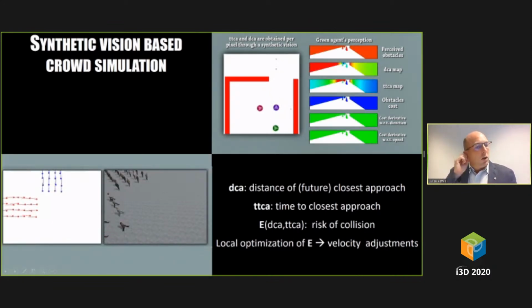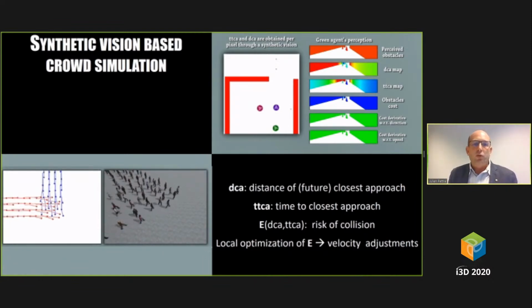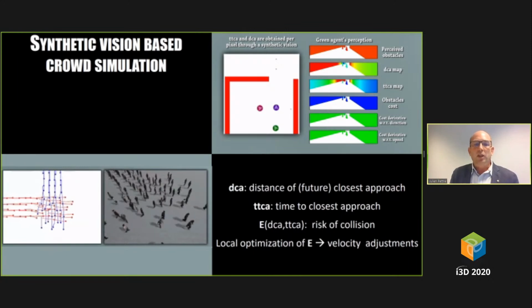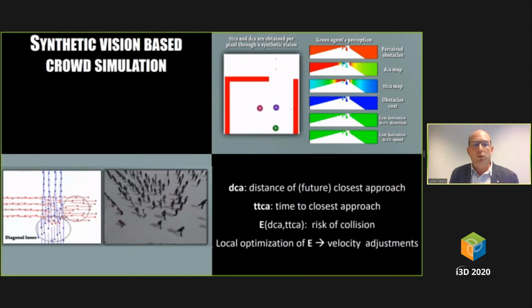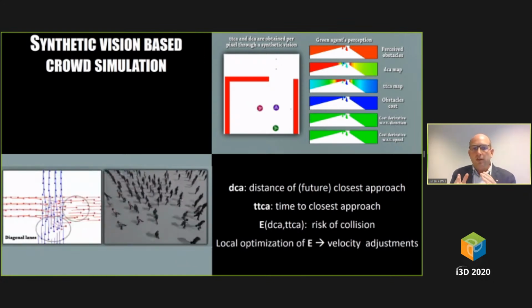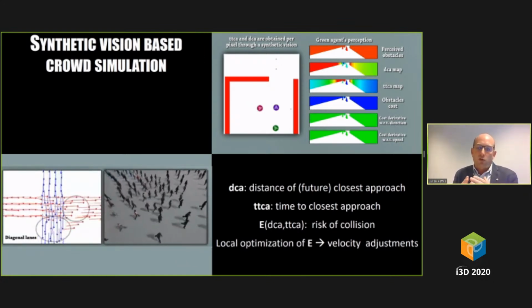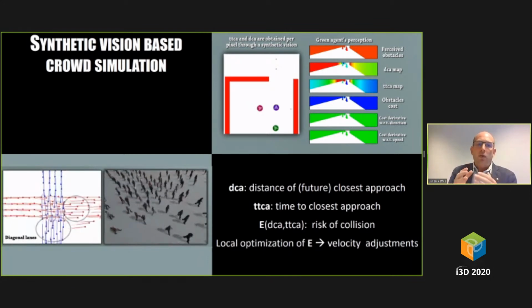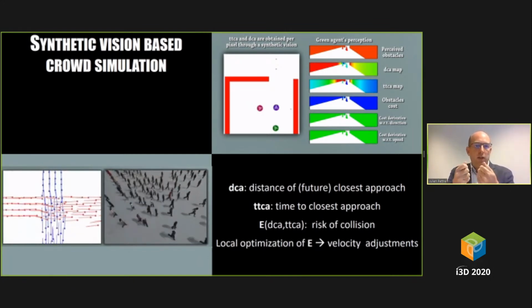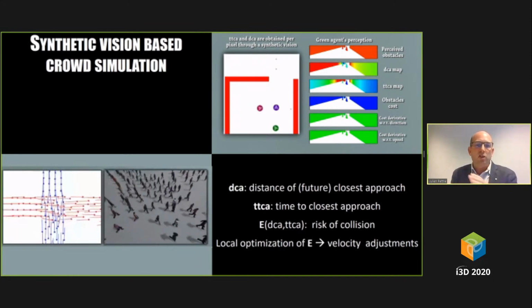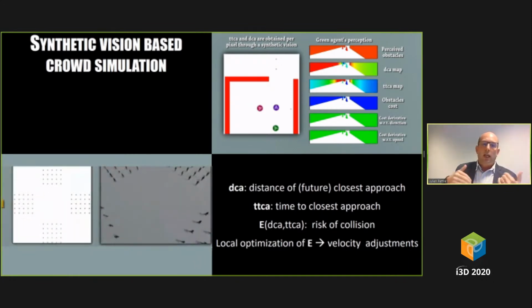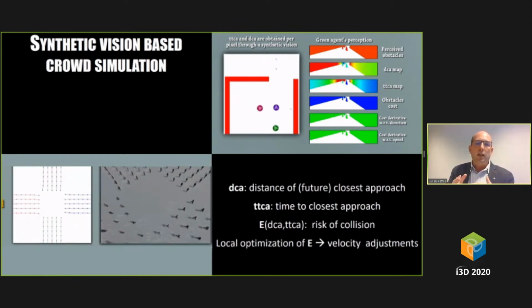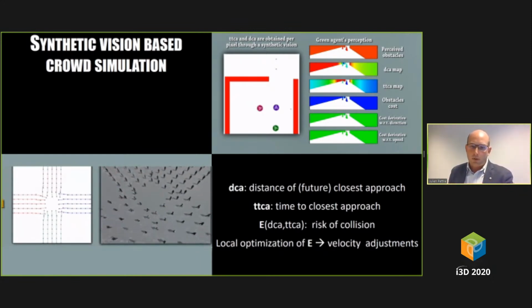And the resulting simulation is, of course, a bit different from the previous one. Particularly, this technique is more robust to changes in density. Because agents are performing those local optimizations, even when the density is increasing, they are still able to find velocity adjustments to avoid collisions, whereas in the previous one, agents will be reacting so much that at some point they can get blocked, for example.